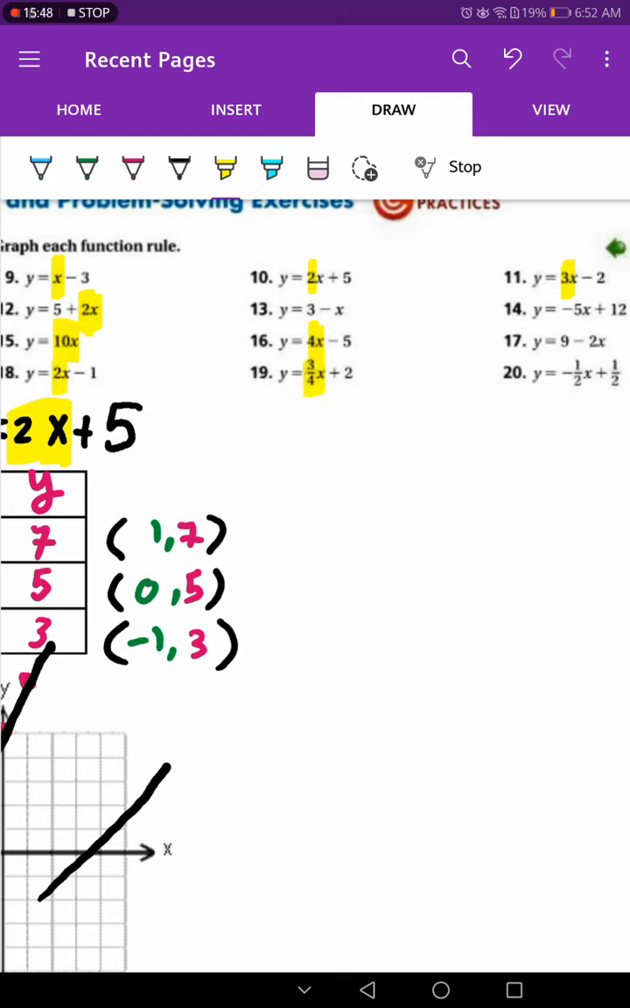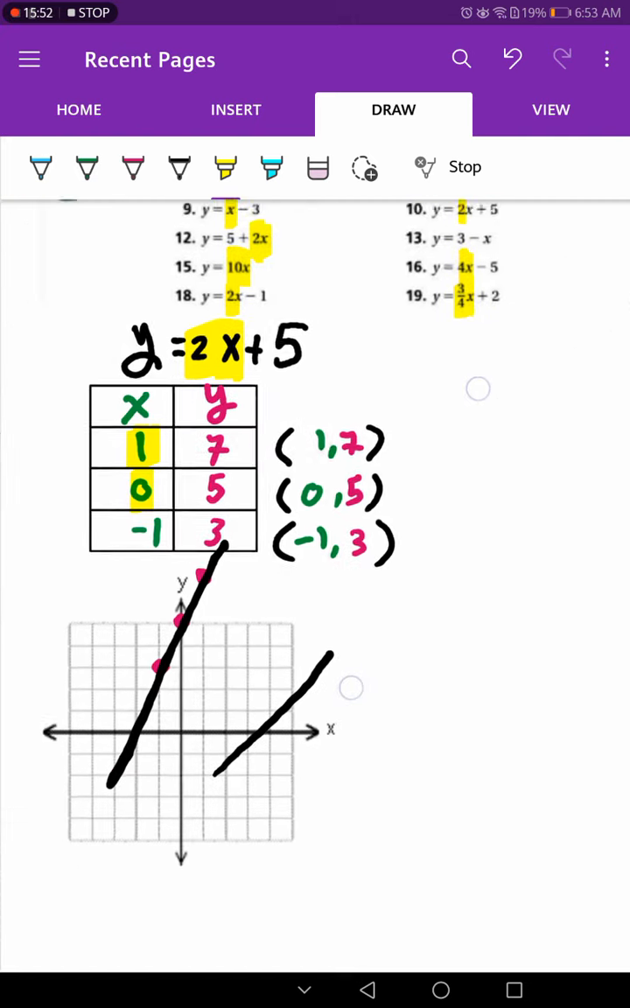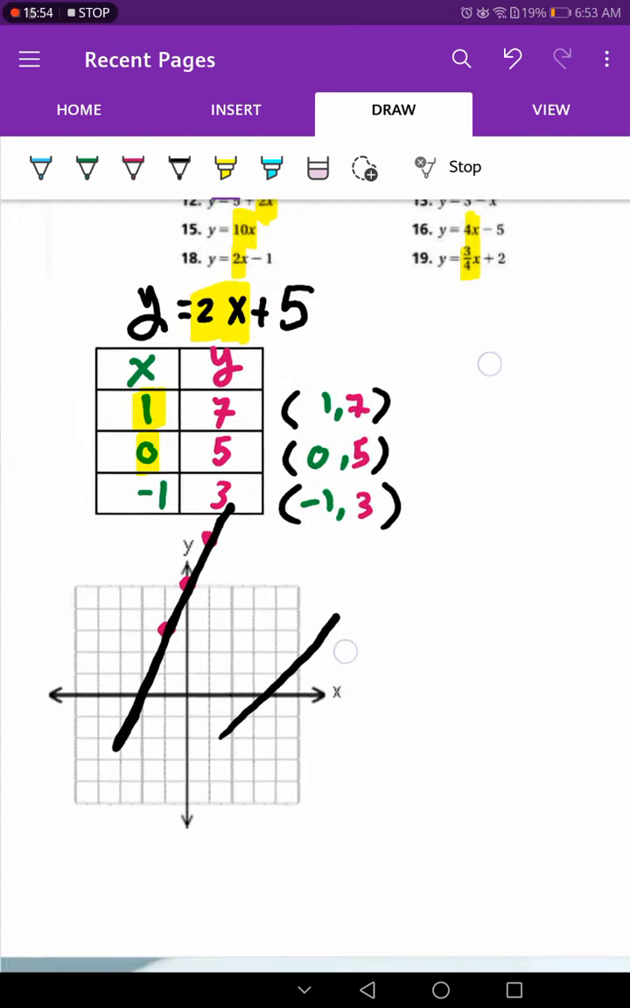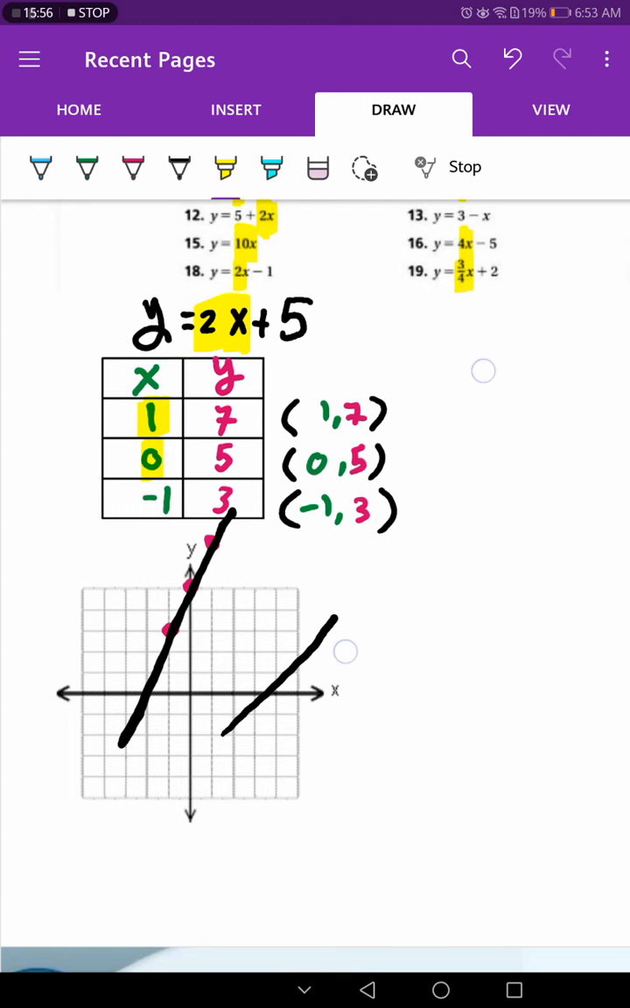But teacher, what if the x is negative? What is the direction? Okay, I will tell you. I will draw another one. I will draw a small one, a good equation, a polite equation.